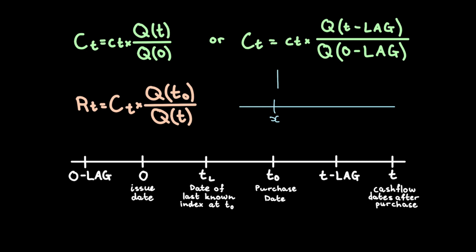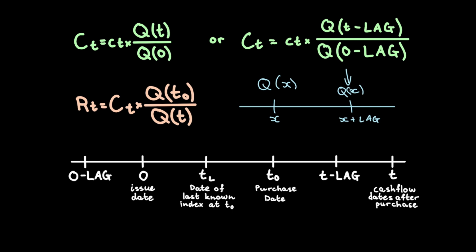So if I explain that quickly on this small little timeline here, at this point in time X over here, we are supposed to have a correct index, Q of X. But it takes time for Q of X to be released, calculated, or confirmed. So it might be that Q of X is only released at this time point at a later date. Q of X plus lag is when Q of X is released.